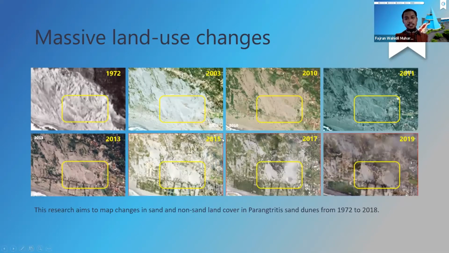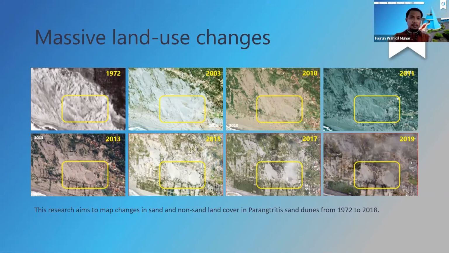We have multi-temporal imageries of the Parangtritis sand dunes. We give a yellow mark here, which is now, if we ask people where is the Parangtritis sand dune, people will direct us only to this yellow square. But in our term, the sand dunes are the whole area from the previous image I showed you.